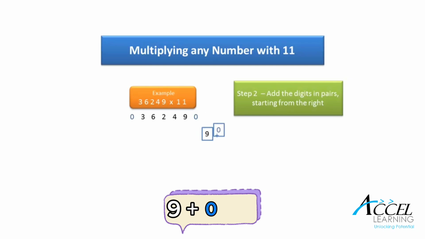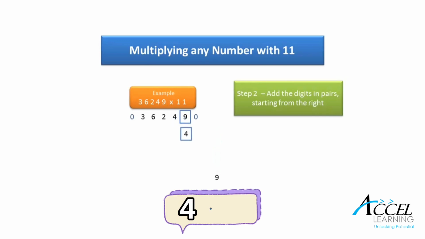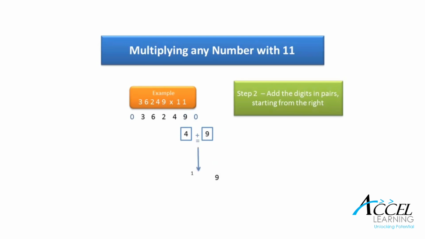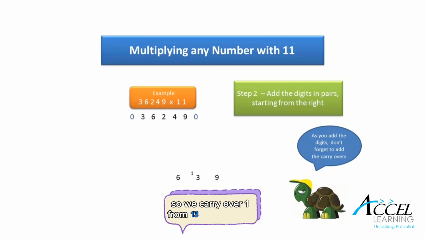9 plus 0 equals 9. 4 plus 9 equals 13. 2 plus 4 equals 6. So we carry over 1 from 13, and 1 plus 6 equals 7.